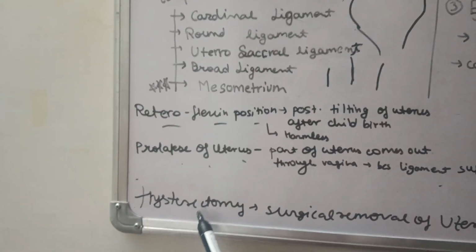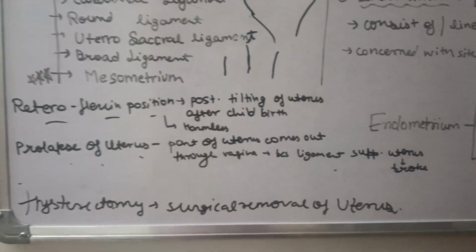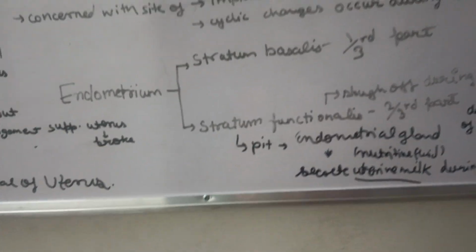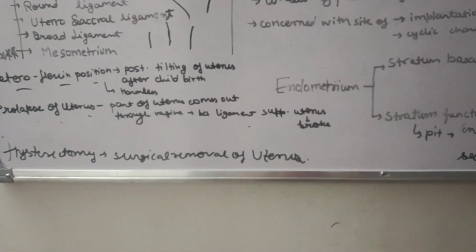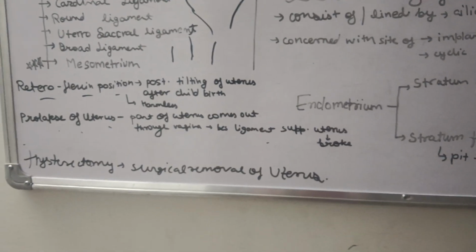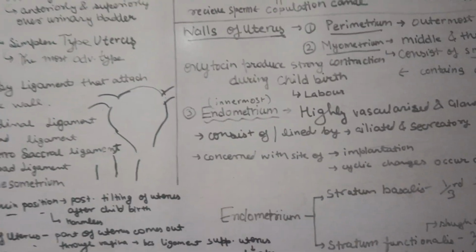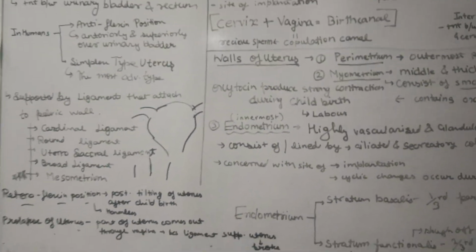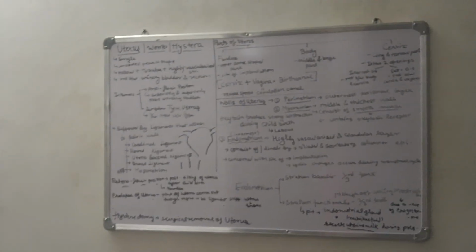Then comes hysterectomy. It's the surgical removal of the uterus. If any kind of disease happens, like any tumor or whatever, and we have to remove the uterus surgically, through surgical intervention, then we do hysterectomy. So this is all about the uterus. I hope everything is good. Thank you so much.